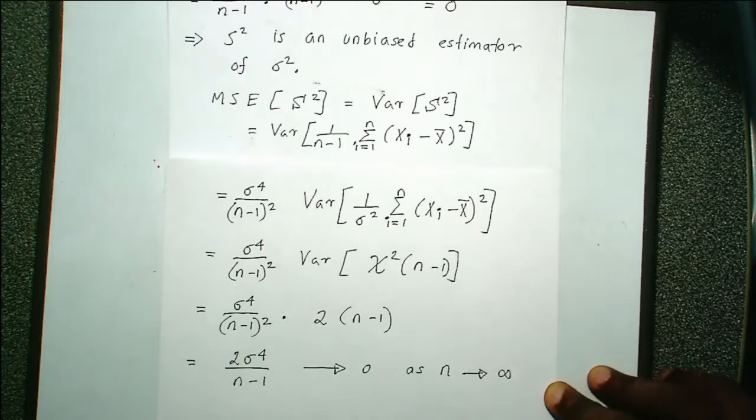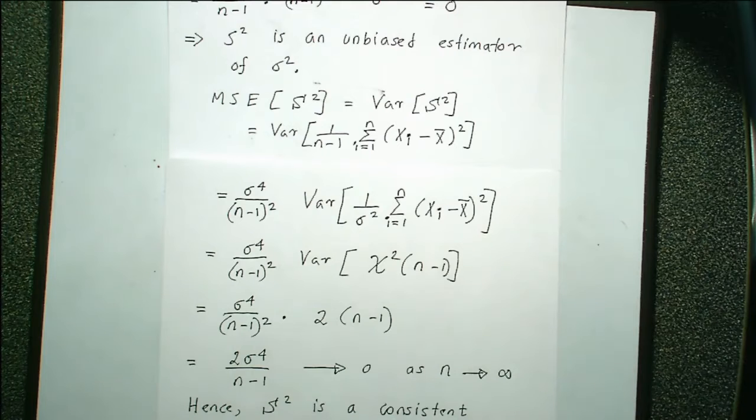All right? Hence, S squared is a consistent estimator of sigma squared. All right, so this is example number 6.